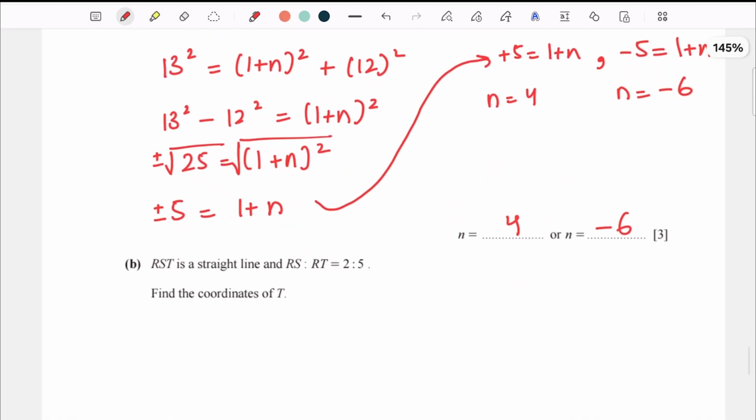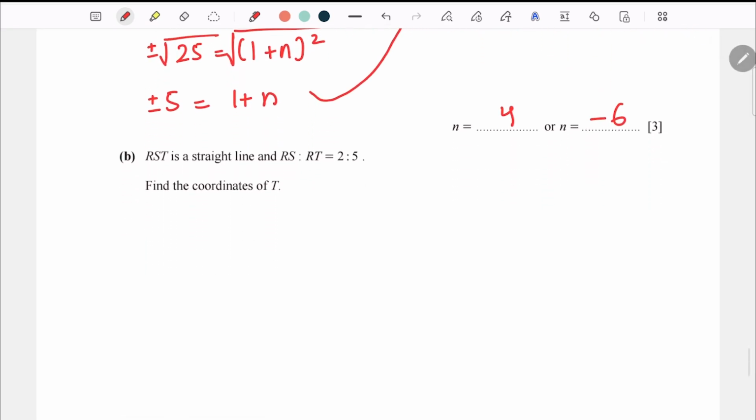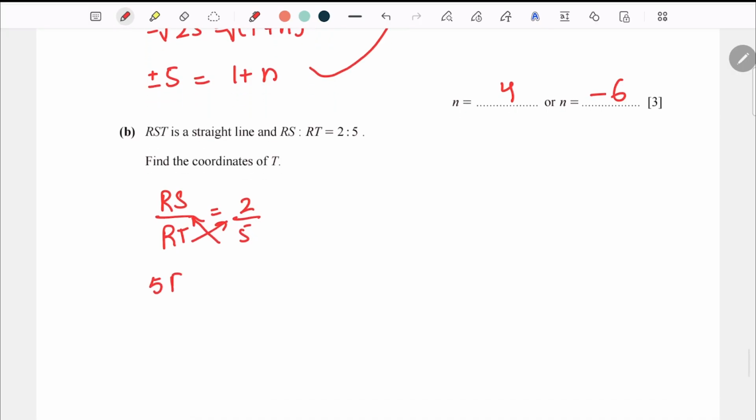In part B, RST is a straight line. RS ratio RT is 2:5. Find the coordinates of T. So the question is stating RS over RT is equal to 2/5. When we cross multiply, this can also be written as 5RS is equal to 2RT.